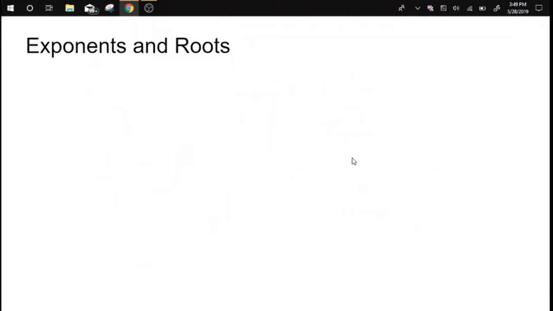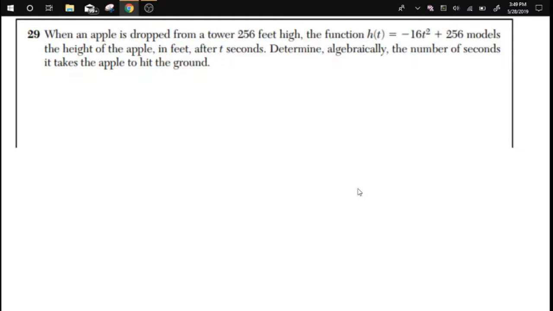Alright, so those should have been pretty simple, but let's look at how New York State Regents likes to ask their questions to make it a bit more complicated. So this was question 29 from the June 2018 exam. It says, when an apple is dropped from a tower 256 feet high, the function h of t is equal to negative 16t squared plus 256 models the height of the apple in feet after t seconds. Determine algebraically the number of seconds it takes the apple to hit the ground.